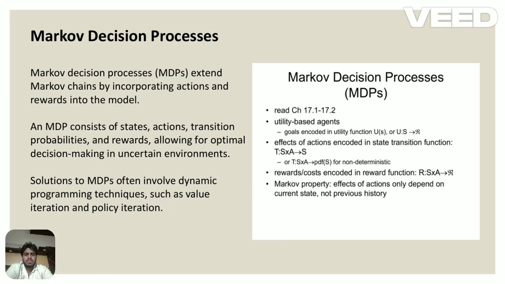Markov decision process. MDPs extend Markov chains by incorporating actions and rewards into the model. An MDP consists of states, actions, transition probabilities, and rewards, allowing for optimal decision making in uncertain environments. Solutions to MDPs often involve dynamic programming techniques such as value and policy iteration.